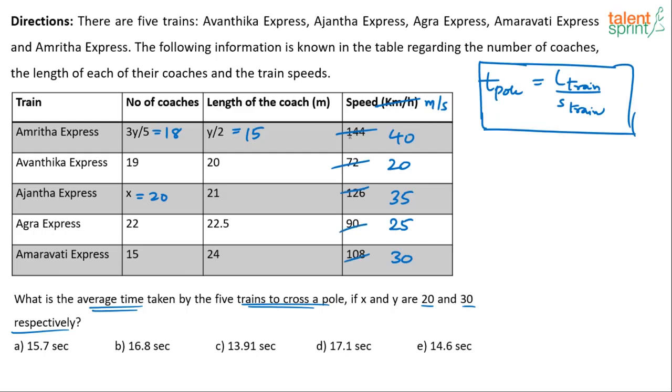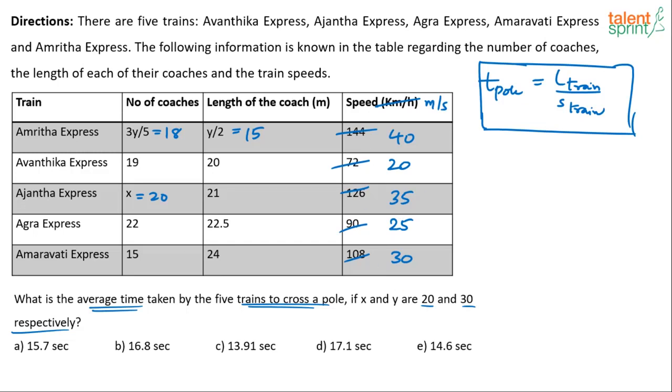So 144 by 18 is 8. 8 into 5, 40. 72 by 18 is 4. 4 into 5, 20. 126 by 18 is 7. 7 into 5, 35. 90 by 18. Of course, many of these calculations you have already done in the previous question, so you don't have to waste your time here. But since I don't have values copied, I am doing everything again. So 90 by 18 is 4, into 5 is 25. 108 by 18 is 6, into 5 is 30. So we know the speeds in meters per second.